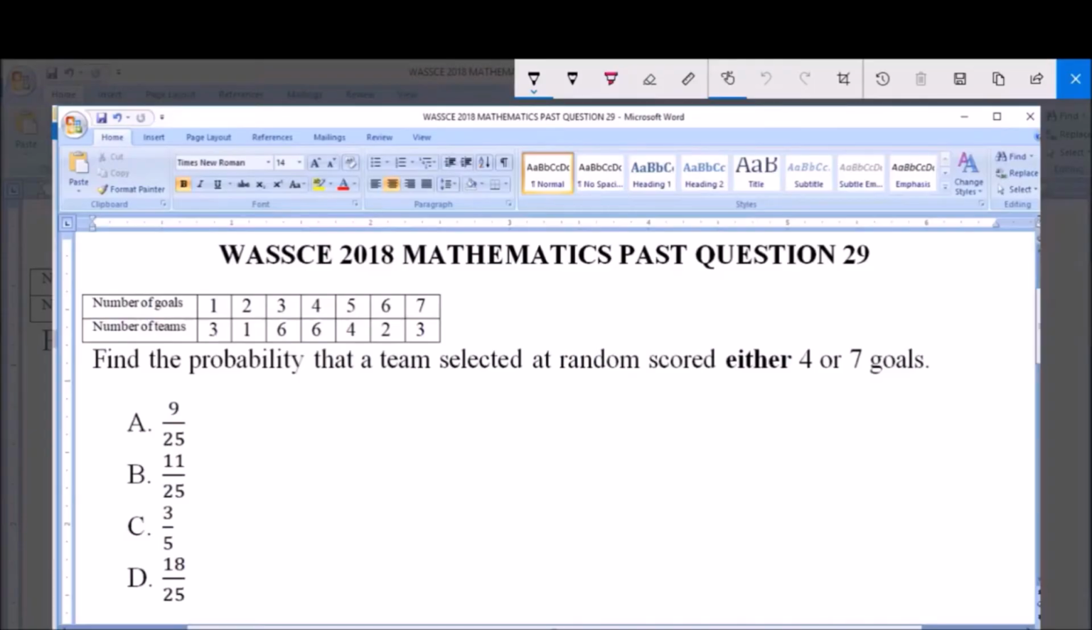Good day and welcome. I'll be answering WASSCE 2018 Mathematics Past Question 29. Find the probability that a team selected at random scored either 4 or 7 goals. Now this table given to us describes the number of teams and their respective goals scored. Now the number of goals ranges from 1 to 7, and these are the number of teams that scored each of these goals. Like for 1 goal, 3 teams scored 1 goal.